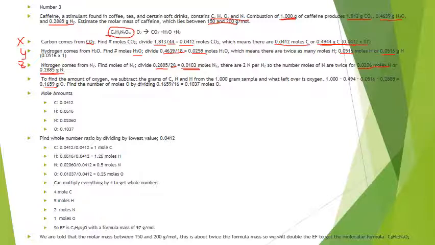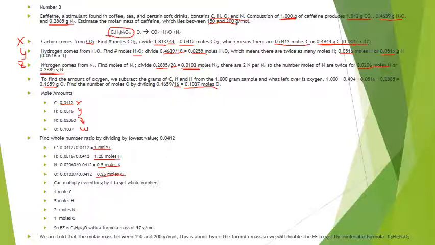Okay, and then what we need to do is figure out how many moles that is by dividing by the molar mass, because moles is what counts in terms of the chemical formula. And we get this. So this is X, Y, Z, and W. These aren't whole numbers, so what we want to do is divide by the smallest number, 0.0412. So we get 1 mole of carbon, 1.25 moles of hydrogen, 0.5 moles of nitrogen, 0.25 moles of oxygen.